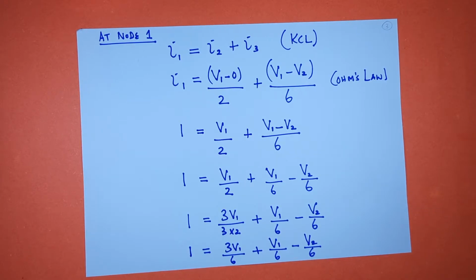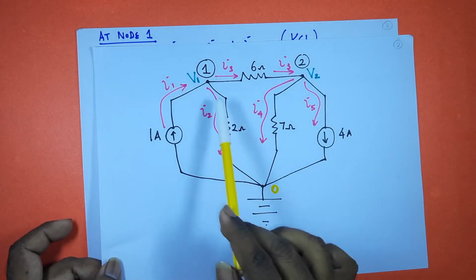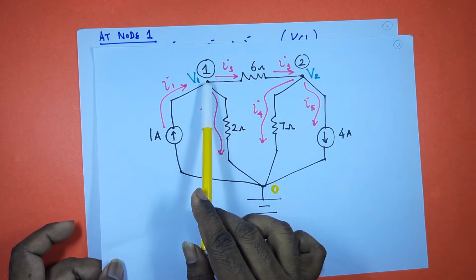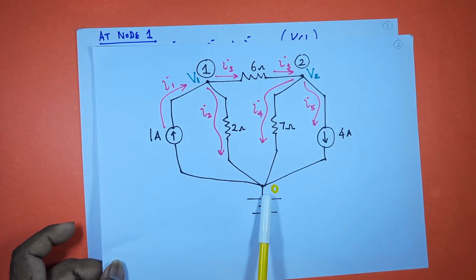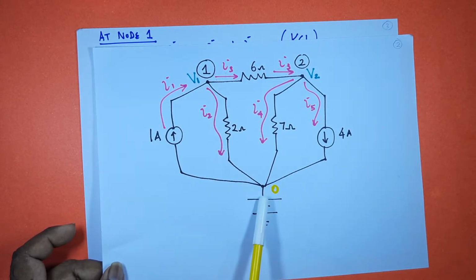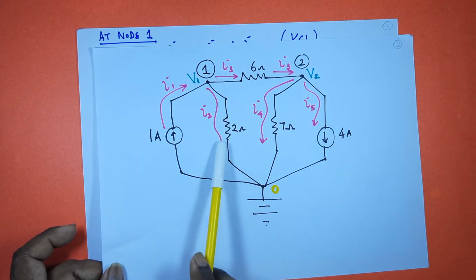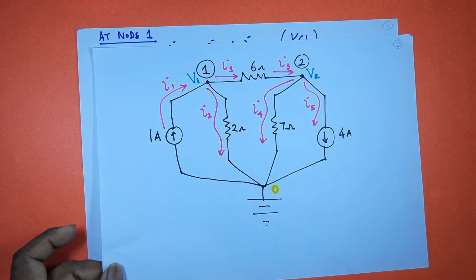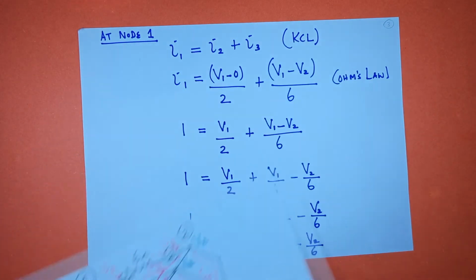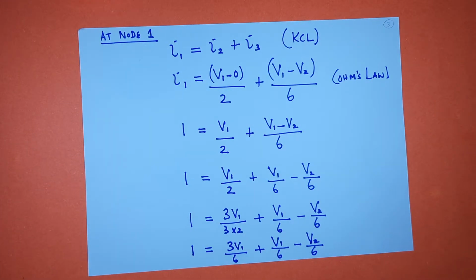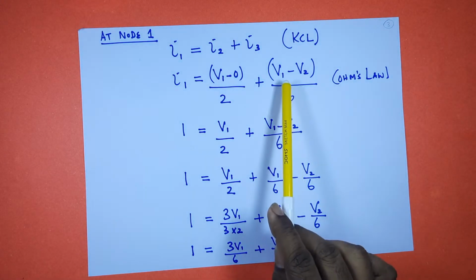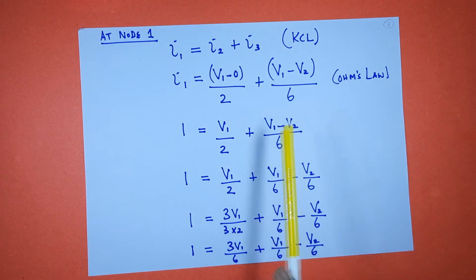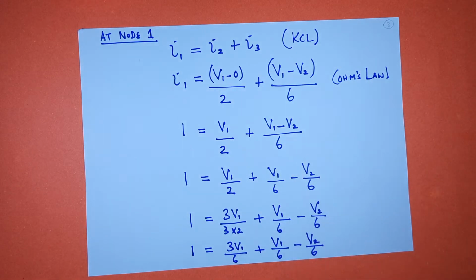Because I will again show it to you so that you can understand. So this is V1 higher potential, this is lower potential. So this potential difference V1 minus V2 divided by this resistance. So current flows from higher potential to lower potential. So V1 minus 0 divided by 2, and I3 is, I already explained, V1 minus V2 divided by 6. This is according to Ohm's law.